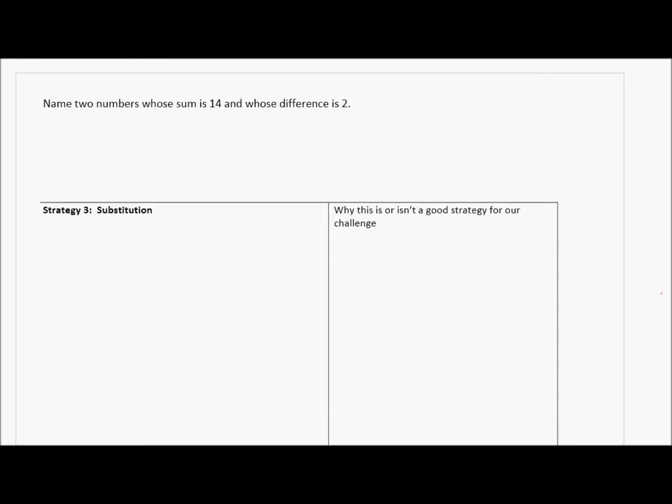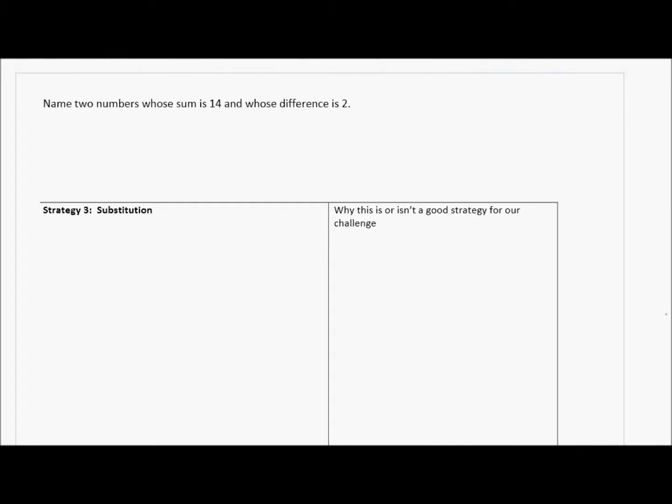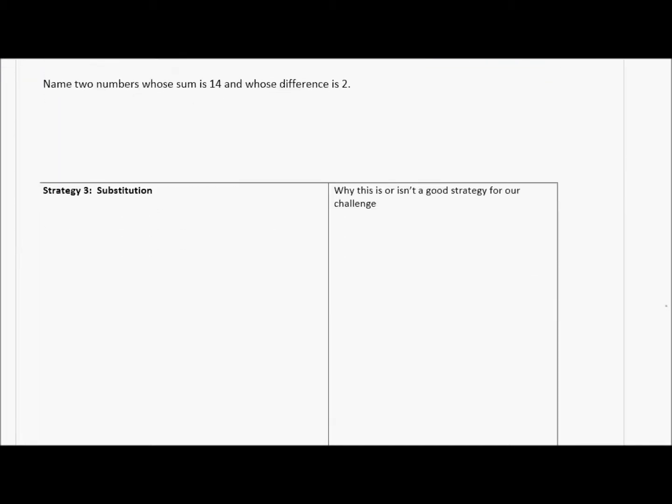So here's another method that I think we'll find out will work better for the challenge. And that's the strategy called substitution. So let me remind us of what our two equations are. The sum is supposed to be 14, so that's x plus y equals 14. And the difference is supposed to be 2, so x minus y equals 2, and that's our system.